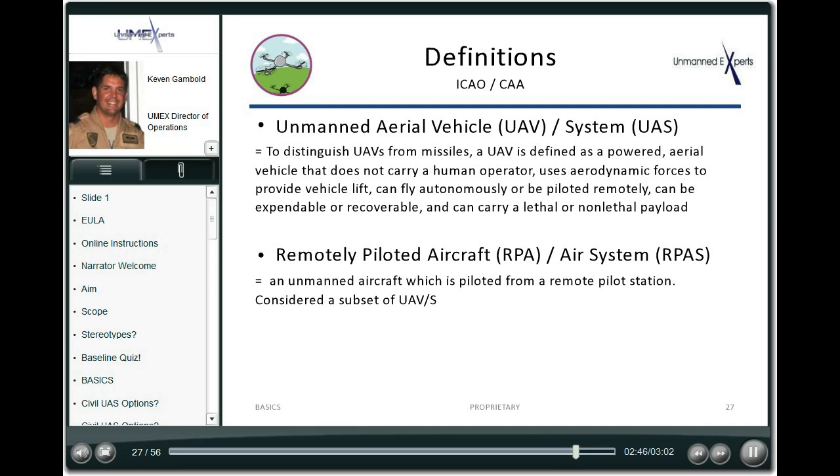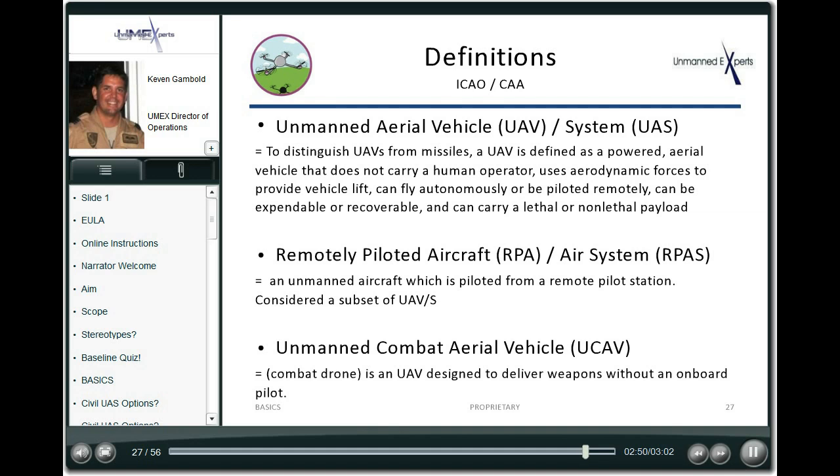We're going to realize that humans are often the limitation in these things. And then very recently we have unmanned combat aerial vehicles, and these have weapons on board, but there are very few differences between that and the previous, at least one.